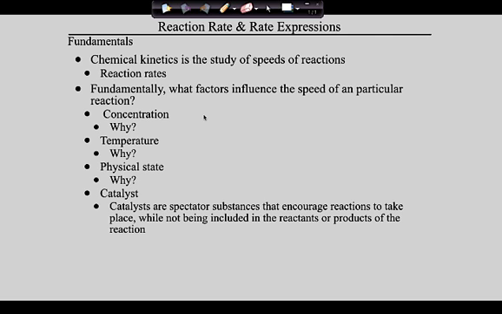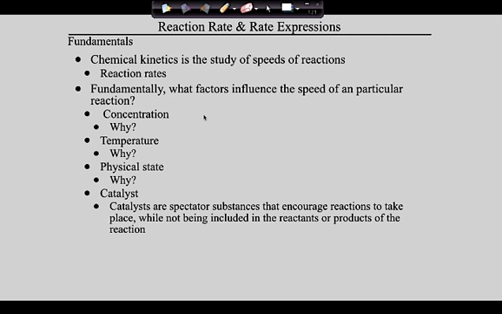Yes. No. We're going to spend some time on that. You just need to know what a catalyst is. And it's foreshadowing. We're going to talk about this a lot more later.